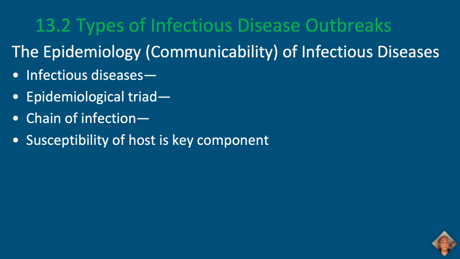Disease is communicable or contagious if the infected host has a portal of exit, a means of transportation, and a portal of entry into another infected host. And susceptibility of the host is really a key component.